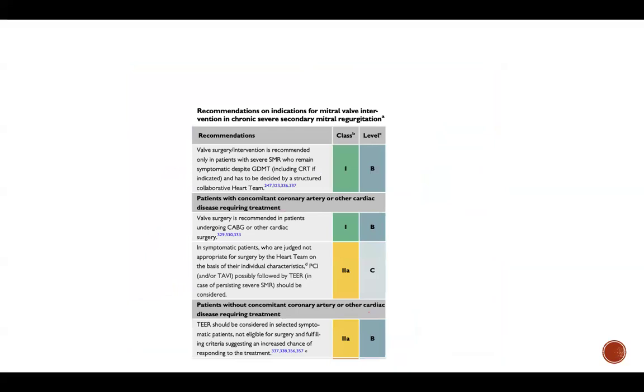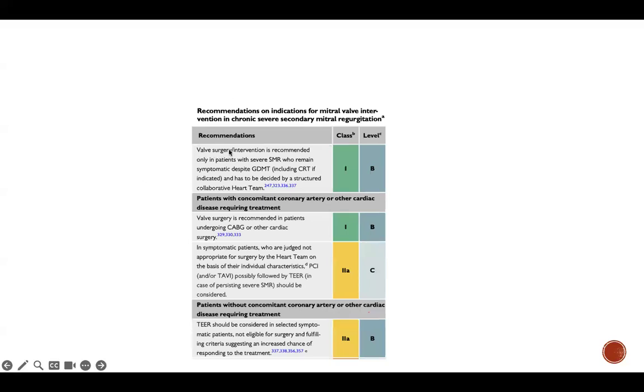This was in primary mitral regurgitation. Now we will talk about secondary mitral regurgitation. See the valve surgery and intervention. When we talk about secondary, you see intervention comes in here because surgery is not preferable in secondary mitral valve disease. Intervention is almost taking over from surgery.